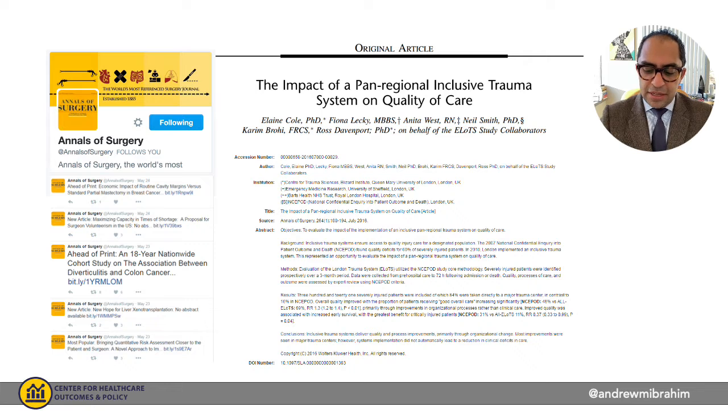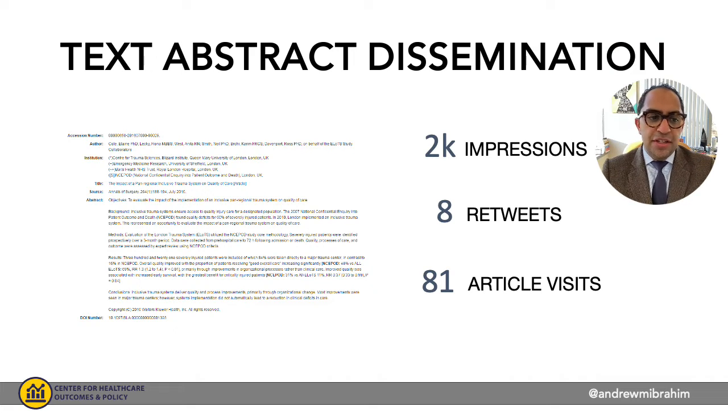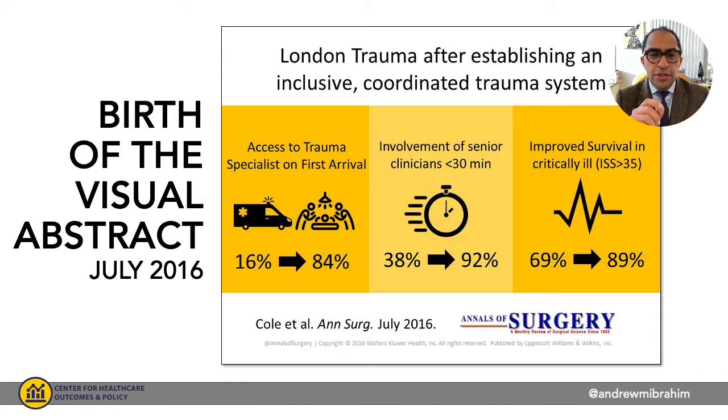So I was very excited. I took the social media account. I had a lot of followers. And I shared the text abstract of the article. It had 2,000 impressions, 8 people were so compelled they went on to share it in their networks, and some went on to click it. And I thought, gosh, if only people knew what this paper was about more quickly, I bet they would go read it.